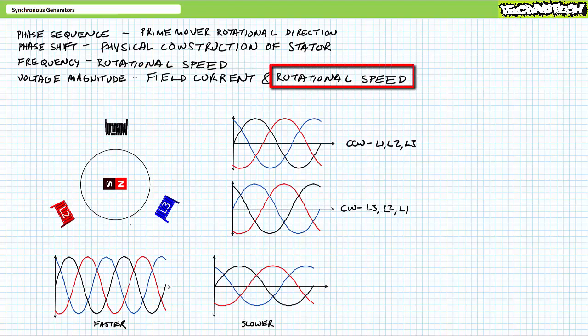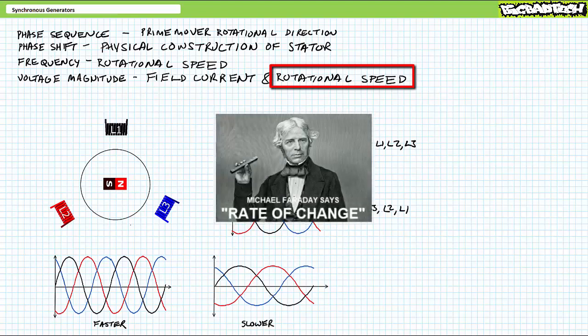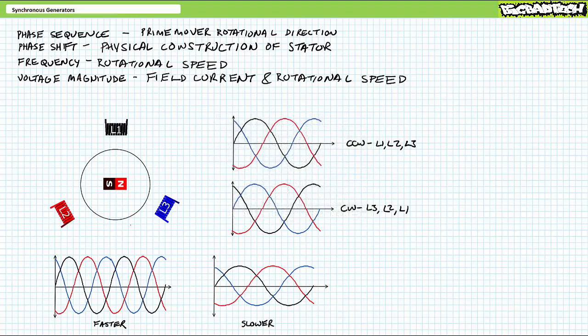Second, voltage magnitude is also dependent upon rotational speed, which again kind of makes sense, given the process of induction, which states a voltage will be induced across the terminals of a conductive coil proportional to the rate of change of magnetism and the number of coils in the changing magnetic field. Note the dramatic emphasis on the phrase rate of change. The faster the external prime mover turns the rotor, the more voltage will be induced across the stator windings.